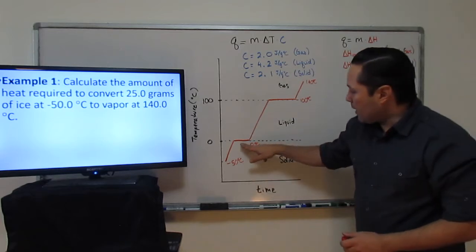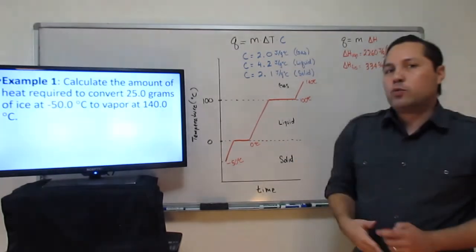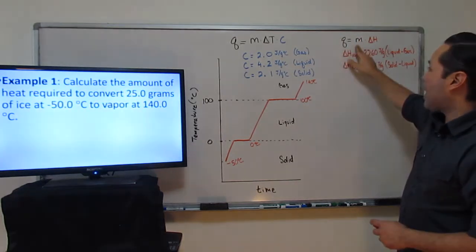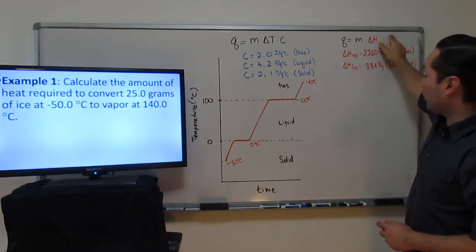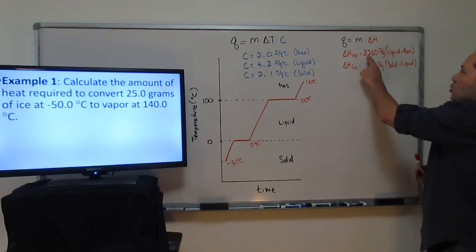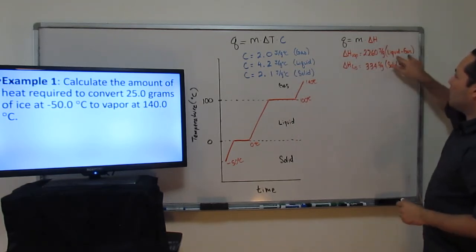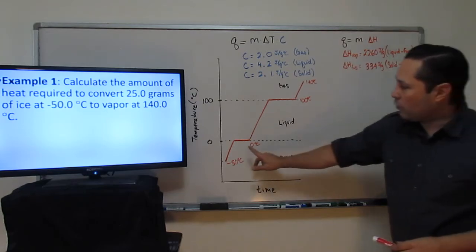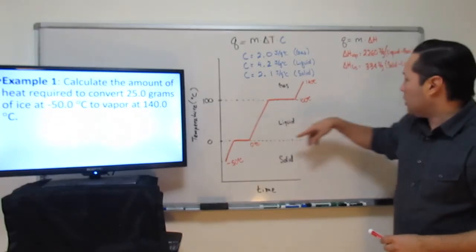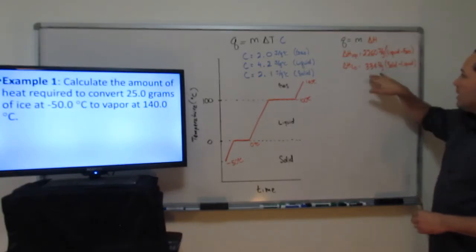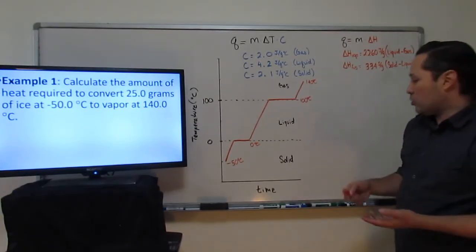Now for the flat lines here and there, that is where we're going through a phase change. So we use this formula right here, which will be mass multiplied times the enthalpy. The enthalpy of vaporization is 2260. That's when you're going from a liquid to a gas. So you see here liquid to gas. And when you're going from a solid to a liquid, that will be my enthalpy of fusion, and that is 334. All right, so those are the values.